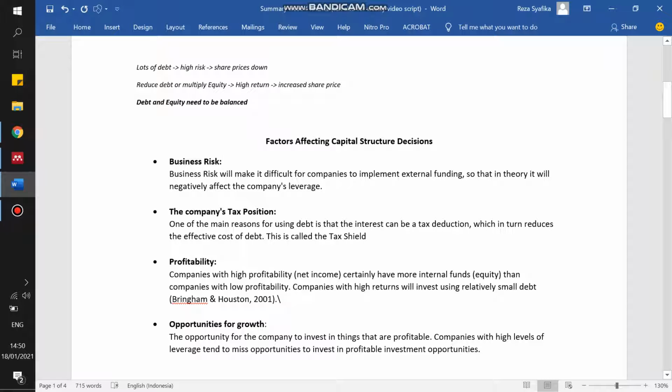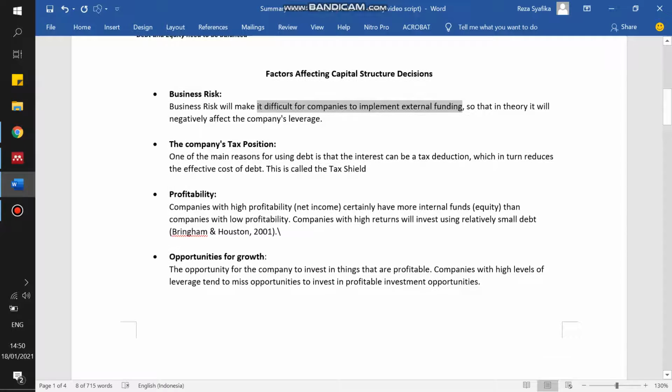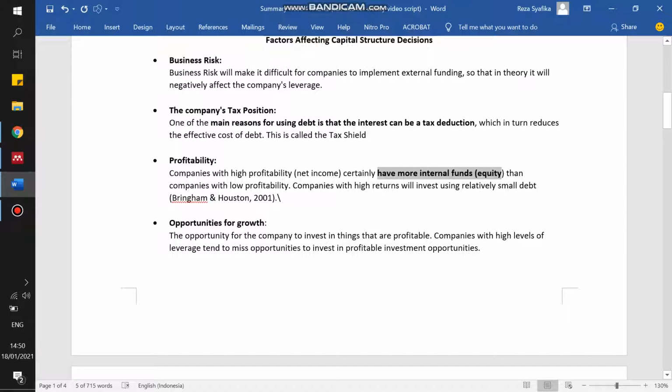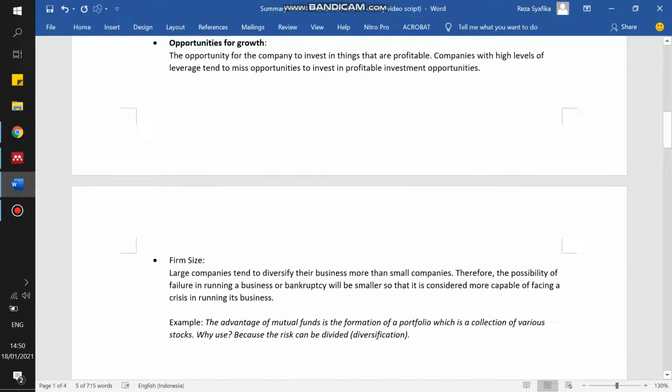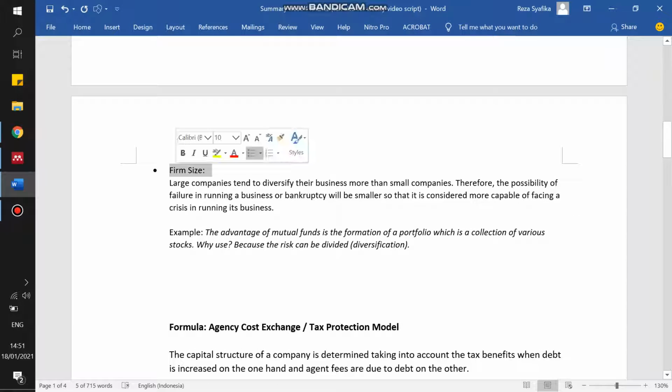The factors affecting the capital structure decision include business risk, what will make it difficult for companies to implement external funding, and then the tax position. One of the main reasons for using debt is that the interest can be tax deductible. And profitability: companies with high profitability and net income certainly have more internal funds. So they correlate with each other, the debt and equity. Then opportunity for growth also, and the firm size.